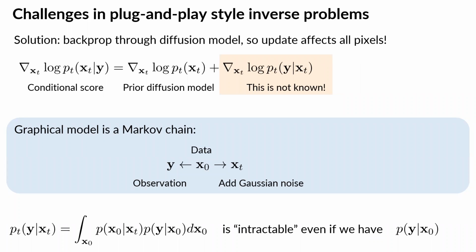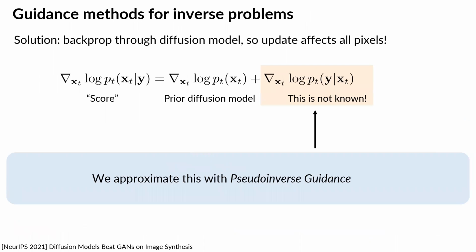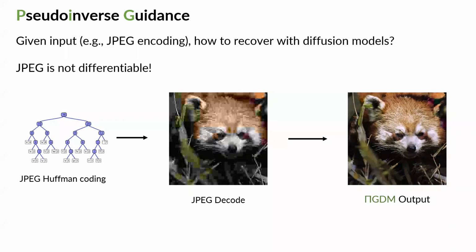If you want to get samples from this, you have to simulate the entire diffusion model, but we don't want to incur that cost because it would be too slow. So even if we have y given x naught, like for example the downsampling likelihood, it's still intractable. Our solution is to approximate this with a procedure that we call pseudo-inverse guidance. Before we get into the mathematical details, let me first show an example of how we do this in practice.